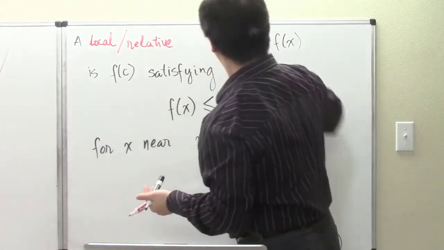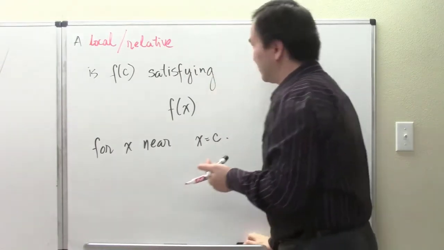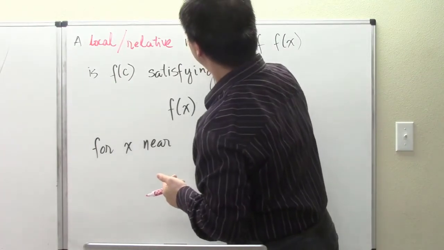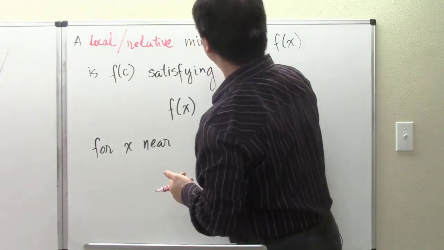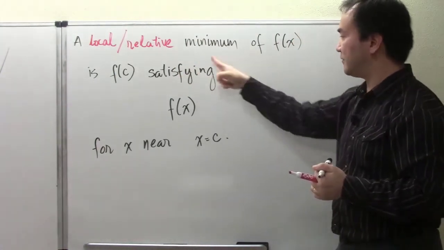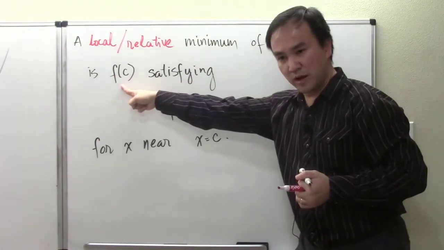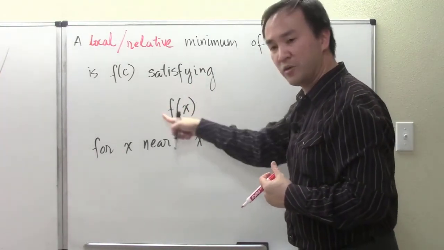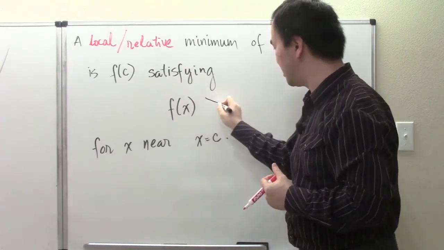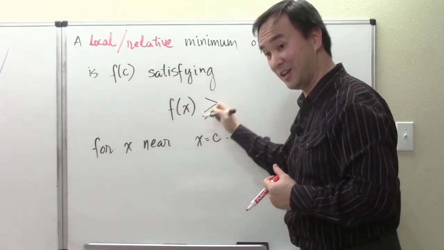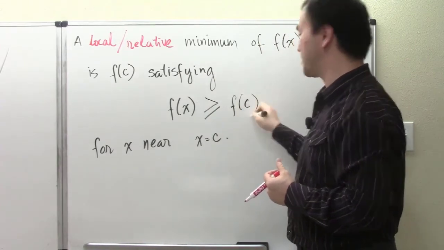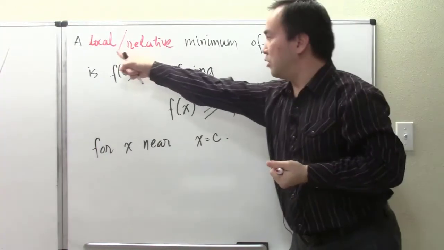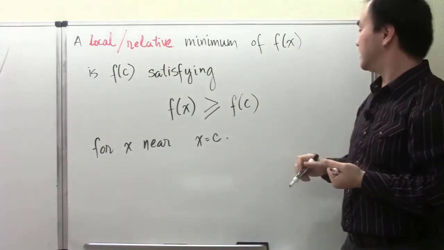So now I'm going to call that, how about a local or relative minimum. All right, so a local or relative minimum of a function f of x is a value f of c that's satisfying, now this time, the function value in general, f of x, must be anywhere above, or the lowest is equal to f of c. And that's what it means by being a local or relative minimum of the function f of x.